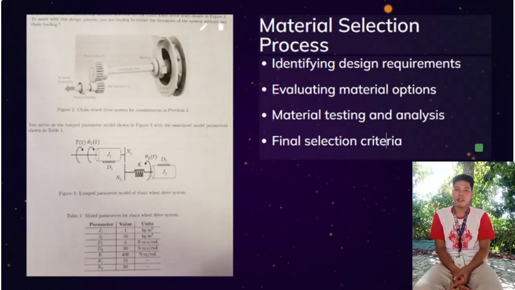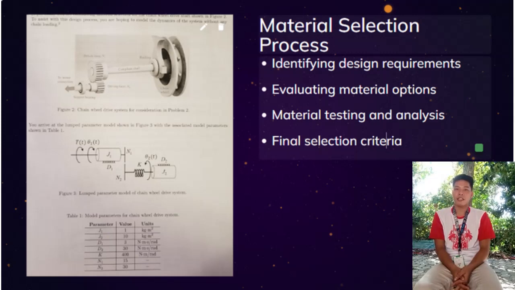Identifying design requirements, understanding the functional, aesthetic, and performance needs of the product, helps establish the criteria for material selection. For instance, a smartphone requires a material that is durable, lightweight, and visually appealing. Evaluating material options through research and comparison of different materials based on their properties, availability, cost, and environmental impact is essential. Materials can be sourced from databases, supplier catalogs, or drawn from previous experiences.